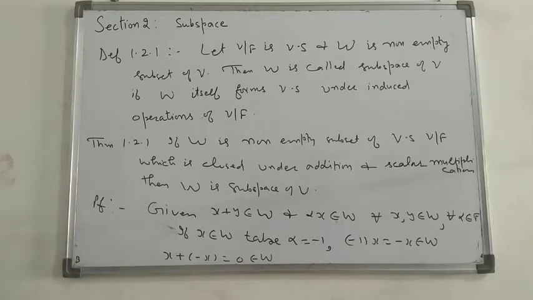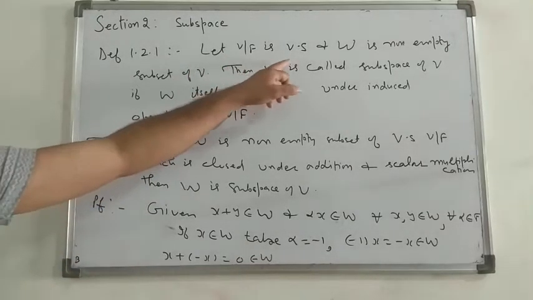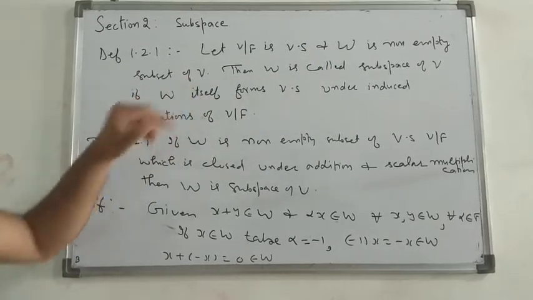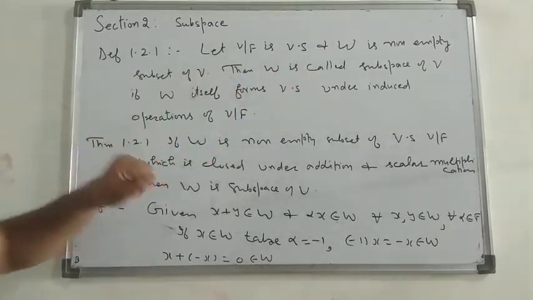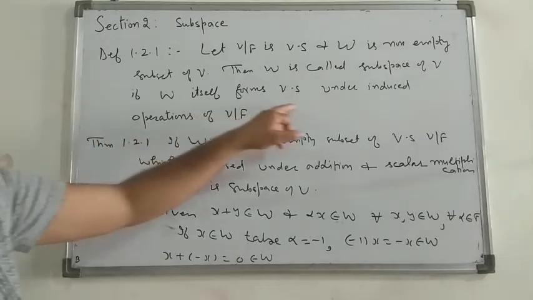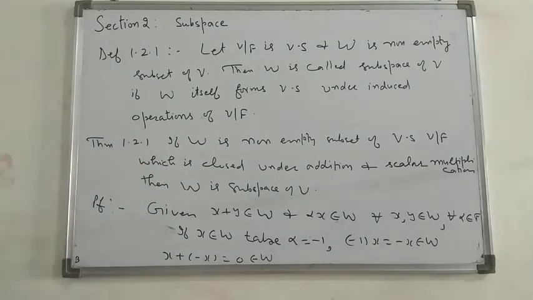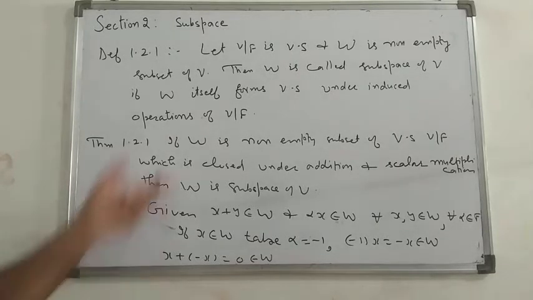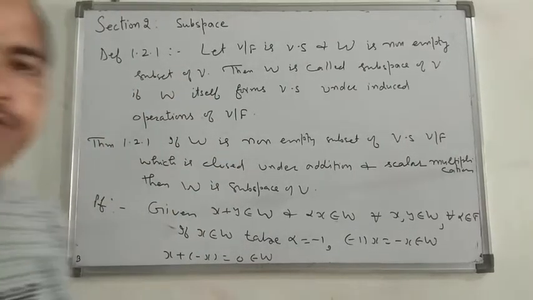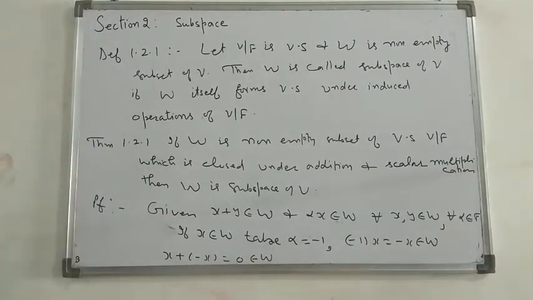Today I shall discuss subspace. Section 2, subspace. Definition 1.2.1: V over F is a vector space and W is a non-empty subset of V. Then W is called a subspace of V if W itself forms a vector space under the induced operations of V over F, that is, under addition and scalar multiplication under which V is a vector space. Under those two compositions, W must satisfy all the conditions of a vector space. Then we say W is a subspace of V.